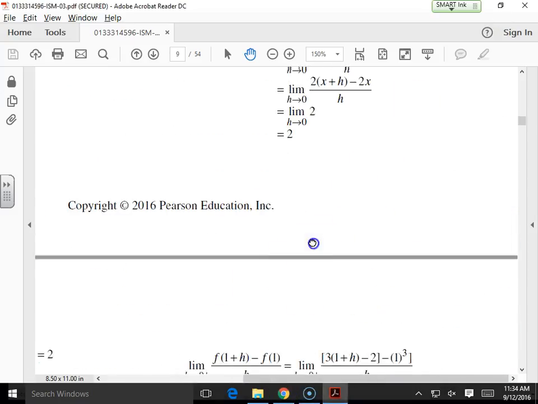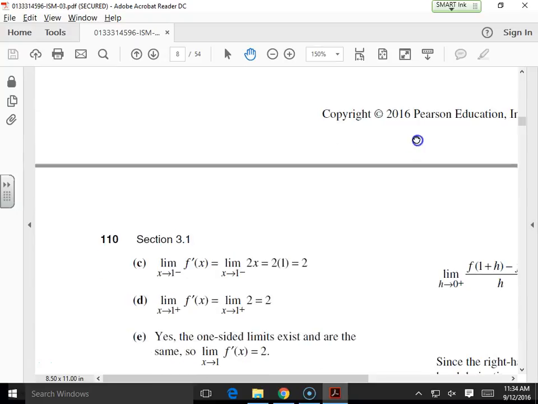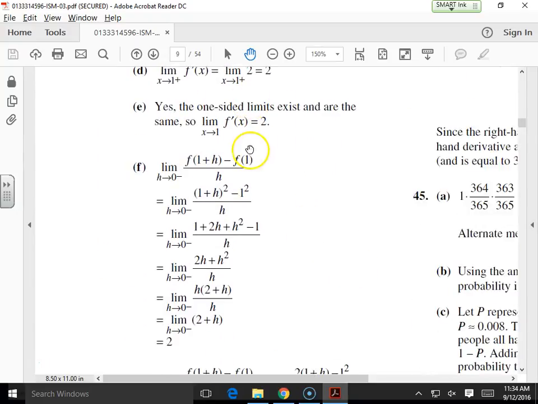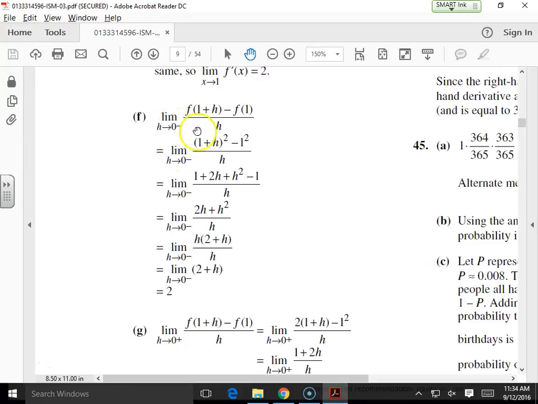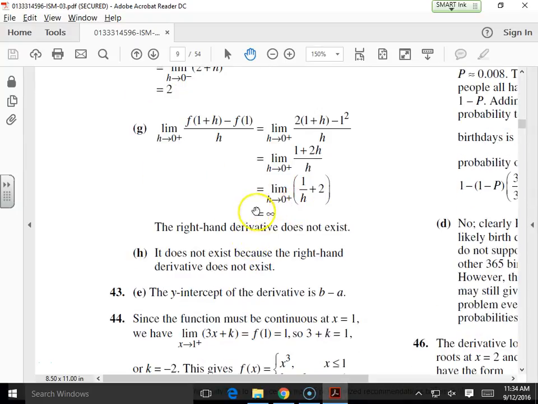So round number 42, Joyce. So far they've been pretty good on answering questions up till there. A was 2x, B was 2, C was 2, D was 2, E was 2. Everything around 1 was totally fine. At F, though, now we're coming in towards 0. From below 0 is 2. From above 0 is infinity. That's where people started getting confused.